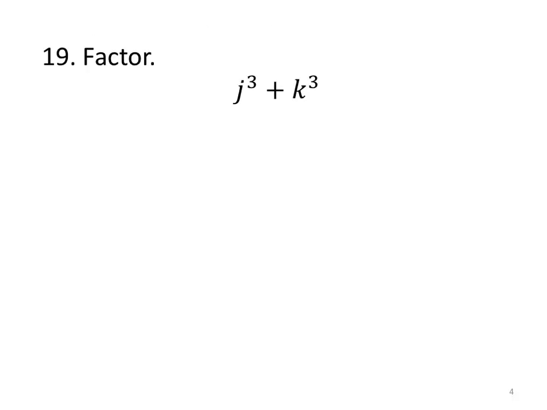And we're done. Okay, we're to factor j cubed plus k cubed, and that is a sum of cubes. So you need to know your formula that j cubed plus k cubed equals, and then here's how I remember it. You're going to have a j and a k, then you're going to have a j squared, a j k, and a k squared. That doesn't look very good, so let me rewrite that.